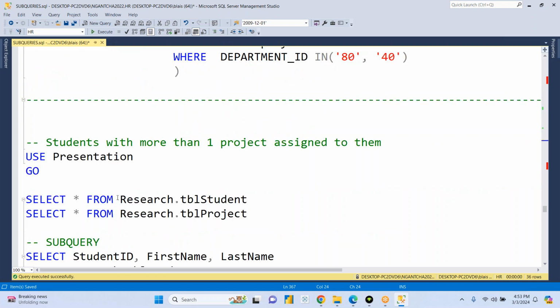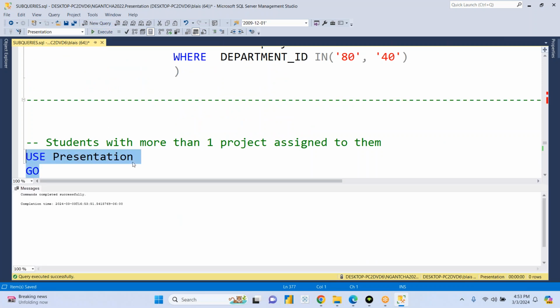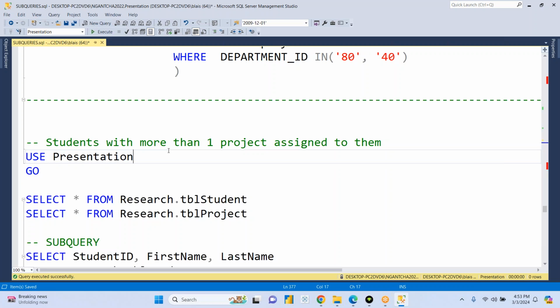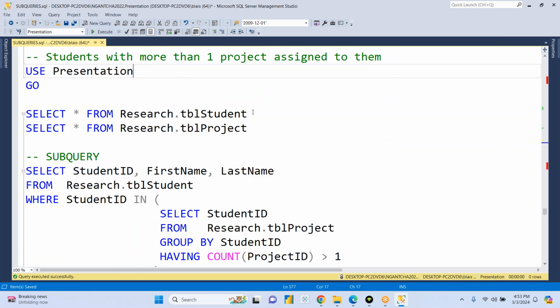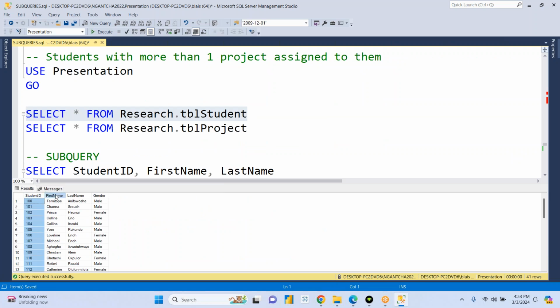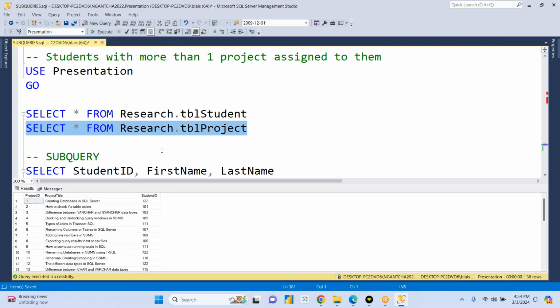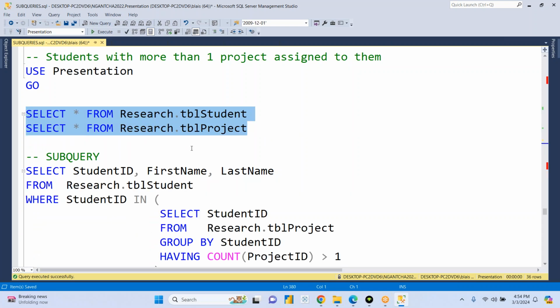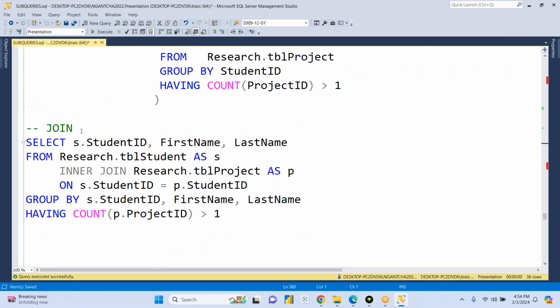Right. Let's look at this one. Students with more than one project assigned to them. This is an investigation. We want to look at students that have more than one project. We have two tables. We have the student table, which gives you student information. Then we have the project table, which gives you project information. You can just go ahead and do a join approach. Join these two. Let me see if I provided a join approach.